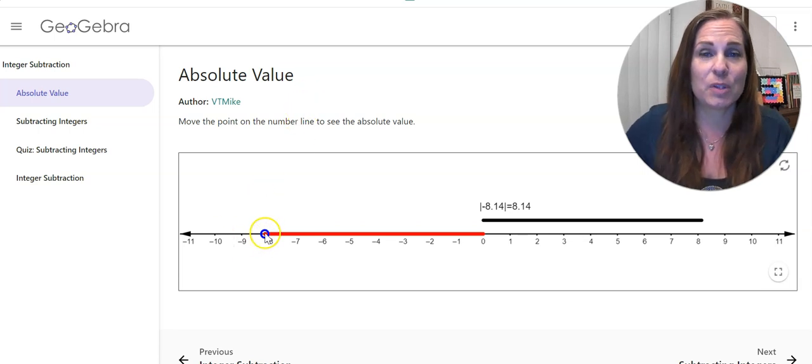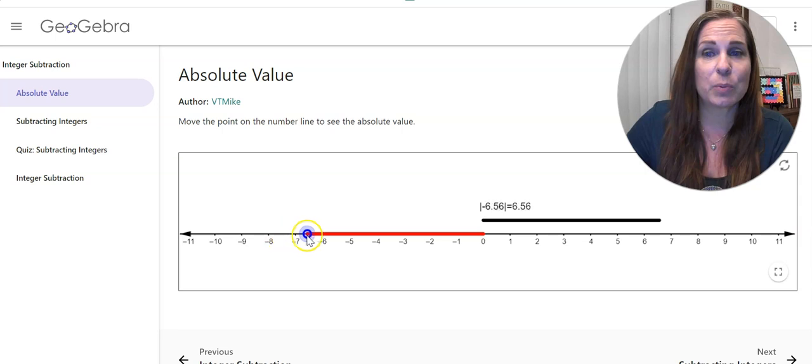So I can move this little blue point around, right? Right now you can see it's at -8. The black bar over here shows me the absolute value. Absolute value is just a distance, and distance is never negative, right? So always think when you see these bars around the number that just means how far is it from 0, and that distance is never going to be negative.